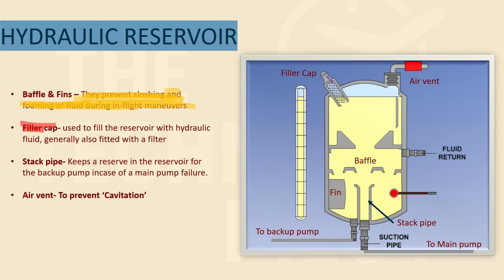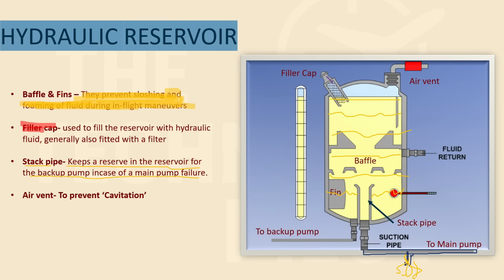Next is your stack pipe. A stack pipe keeps a reserve in the reservoir for the backup pump in case of main pump failure. Let's say, as you can see, this particular line takes fluid to the main pump, right? And let's say there is a leakage somewhere here, and all the hydraulic fluid is being leaked from here. So the level of the hydraulic fluid is currently this much, and then it will reduce somewhere here, then this much will be left, and then it will drop below this pipe.